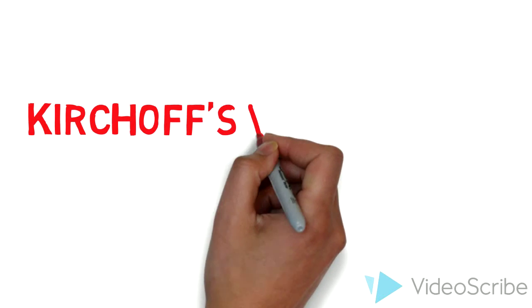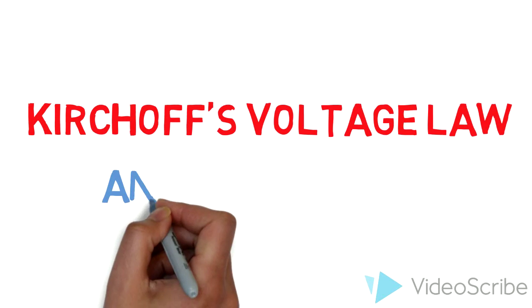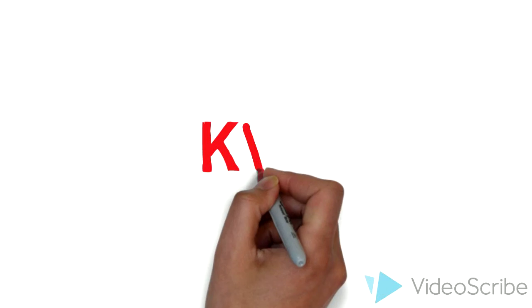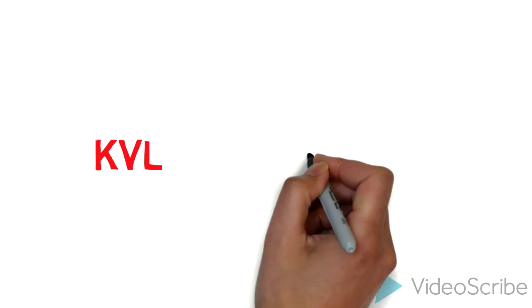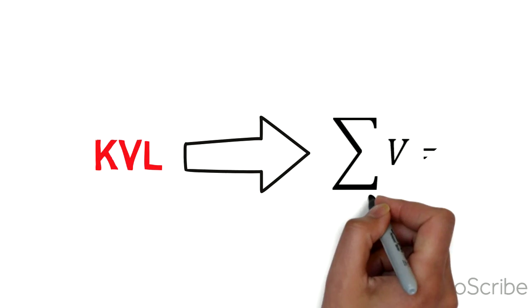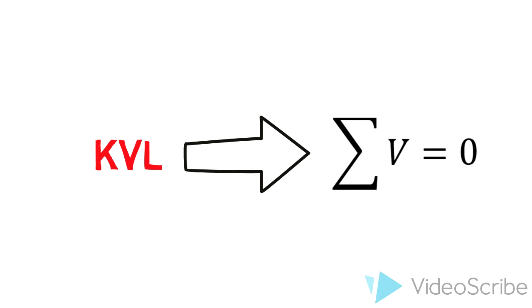Hello, and welcome to today's video on Kirchhoff's voltage law and AC circuits. Now, Kirchhoff's voltage law, or KVL, simply states that the sum of all voltage drops and rises in any loop of a circuit is equal to 0.